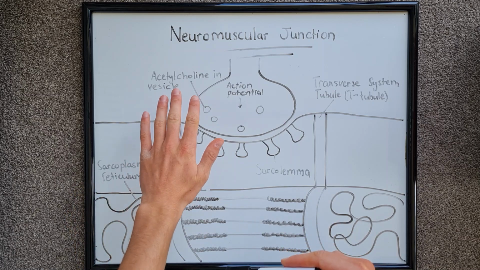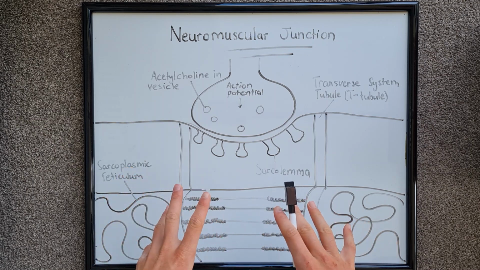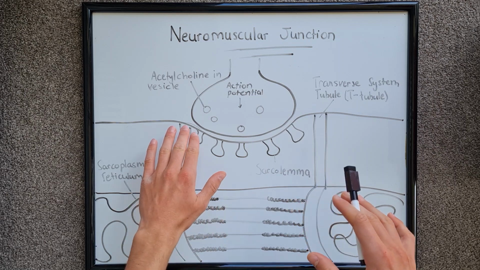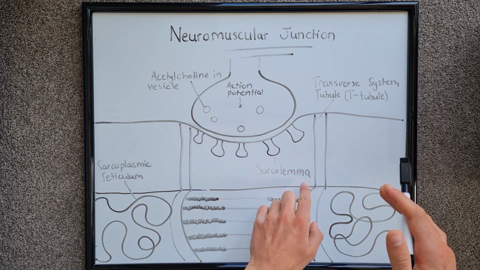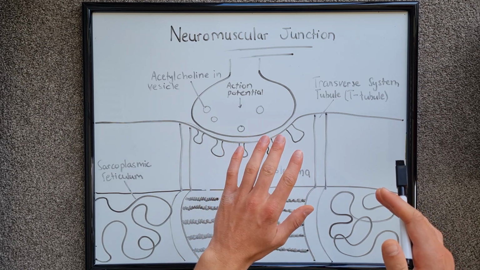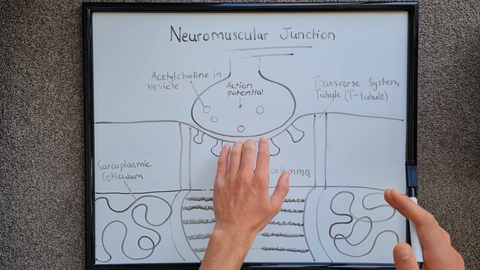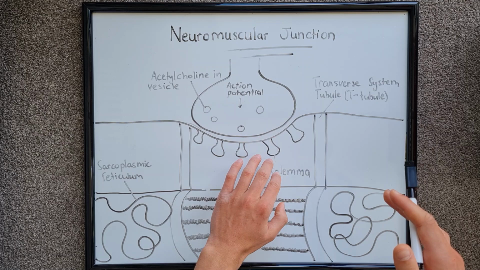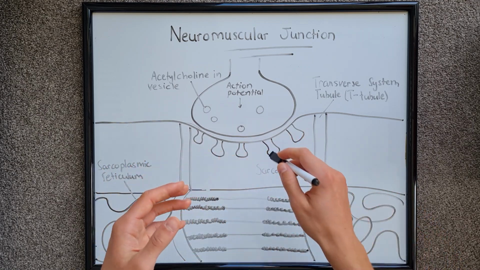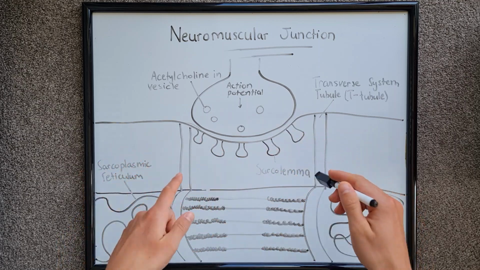Now, the acetylcholine will then bind to the receptors of the ligand-gated sodium channels in the muscle fiber membrane, which is called the sarcolemma. So this will result in the opening of the sodium channels in the sarcolemma. So sodium from the synaptic cleft can enter through the membrane, depolarizing it, resulting in an action potential.